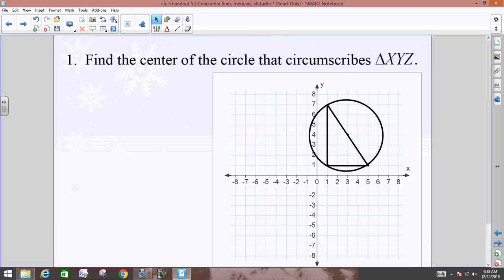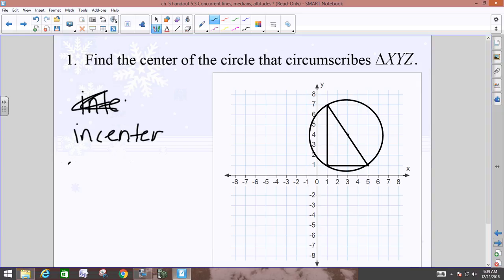Alrighty. Here we go. Let's try this first one. You have one of these on your worksheet today. Find the center of the circle that circumscribes triangle X, Y, Z. Flip it over to the front side for me. We have two pictures where the circle is on the outside and one's on the inside. Do we want to find the incenter, or do we want to find the circumcenter?